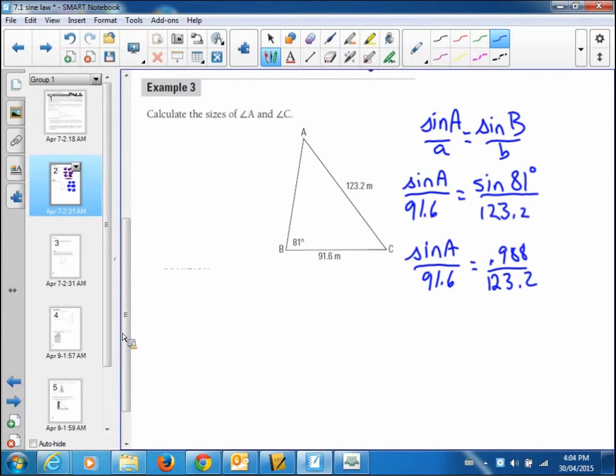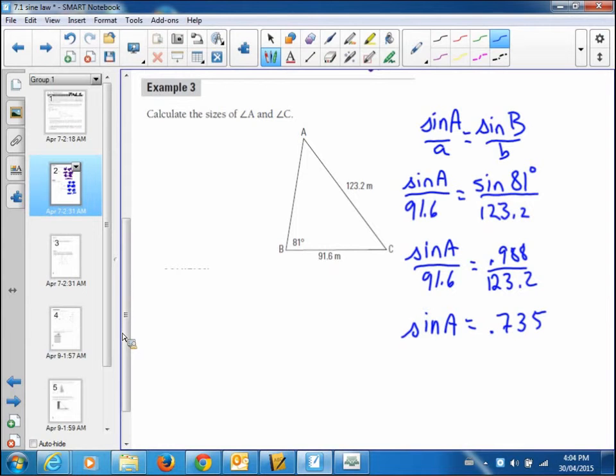When you cross multiply and divide by the length to solve for the sine of A, you'll get a decimal. Now, don't just watch me do all this. Make sure you pause and work it through. At this point, you've almost got it solved, but not quite.